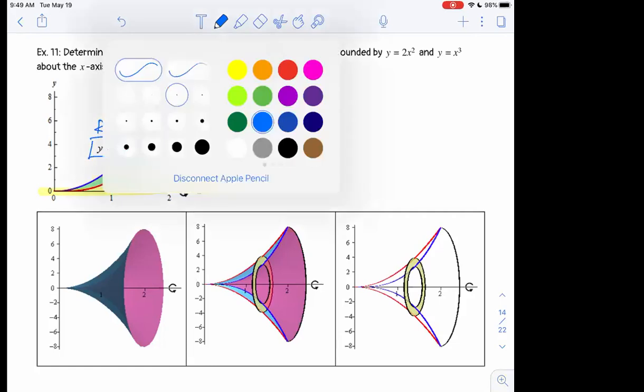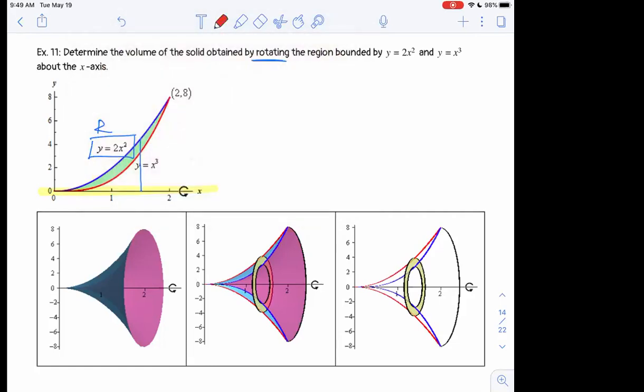Good. Okay, well, since we only have two curves, that means the other one must be our small radius. But we can also see that when we draw that vertical line, the distance from the red curve to the yellow line is shorter than the distance from the blue curve to the yellow line, okay? So this y equals x cubed is my little r.